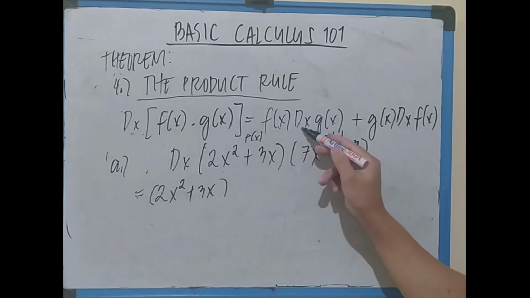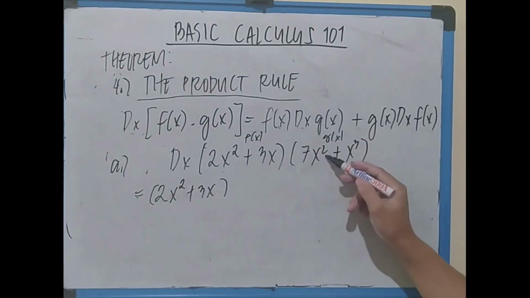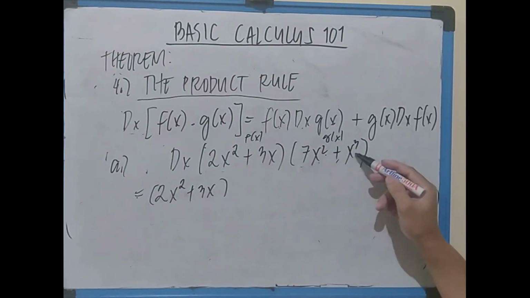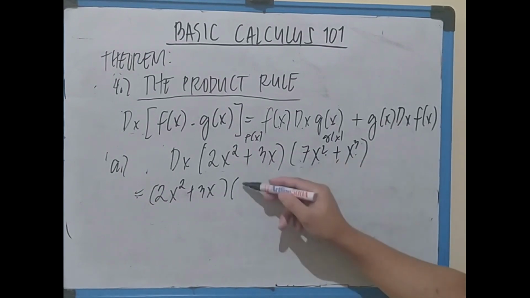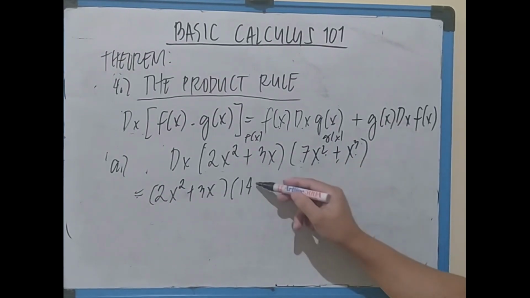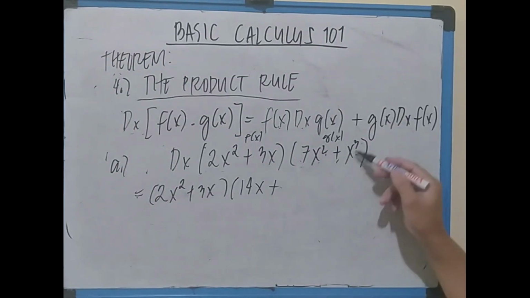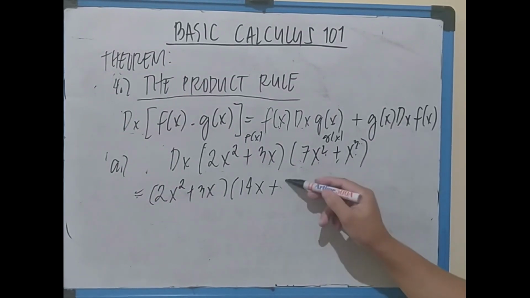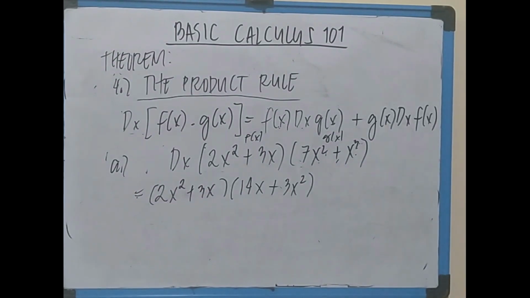Then, since multiply natin siya sa derivative ng g of x, i-derive na natin ito. So, since 7x squared plus x cubed, derive natin siya, that will be equal to 2 times 7 will be 14, then x, tapos 2 minus 1 will be 1. So, plus, x cubed will be 3 times 1 is 3, then x squared. So, medyo mahaba-haba lang ng konti ito.